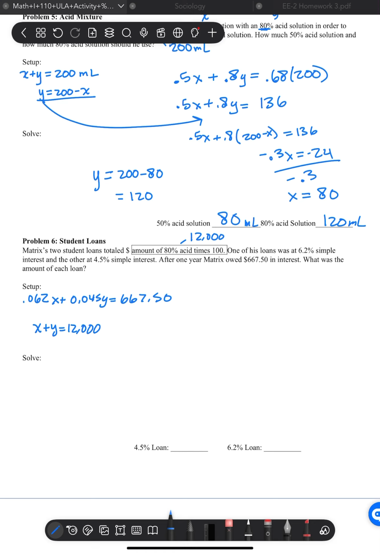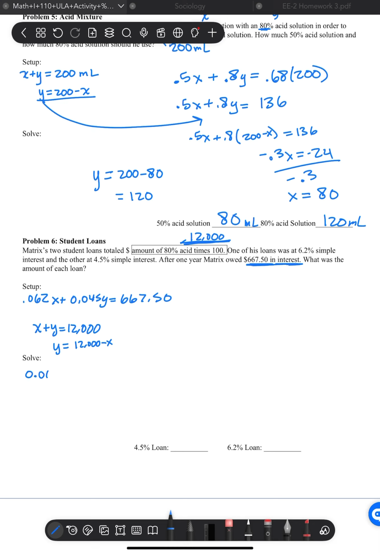Where I'm getting that is our total amount of loans equals $12,000. However, he owed this amount of interest, so that's what we're trying to find here with our percents. From there, I'm going to get this back to y equals 12,000 minus x to get a loan. And again, like I've been doing, plugging it in.